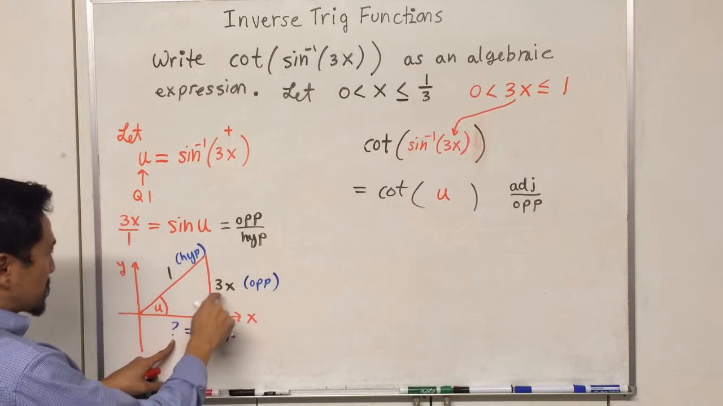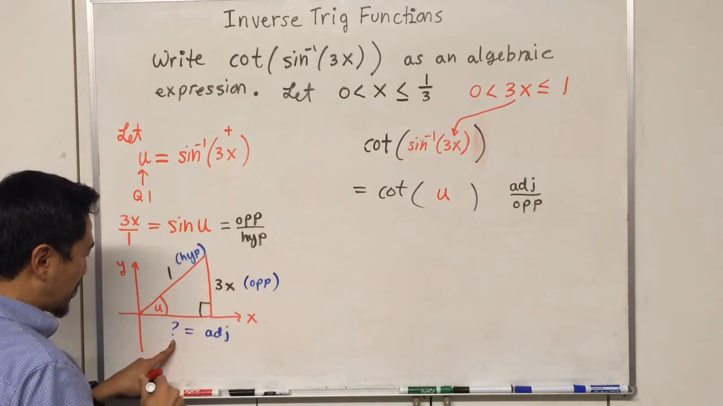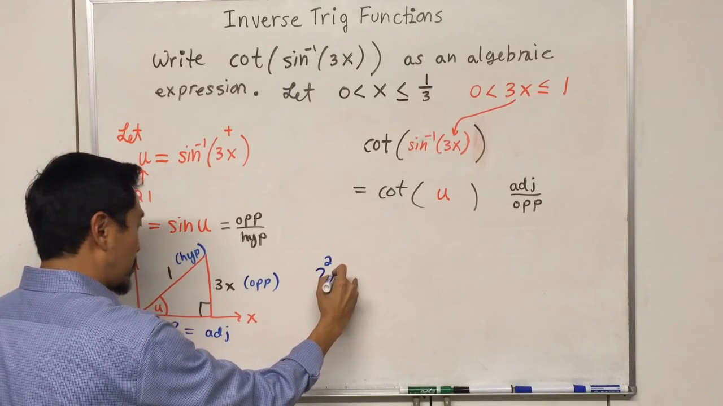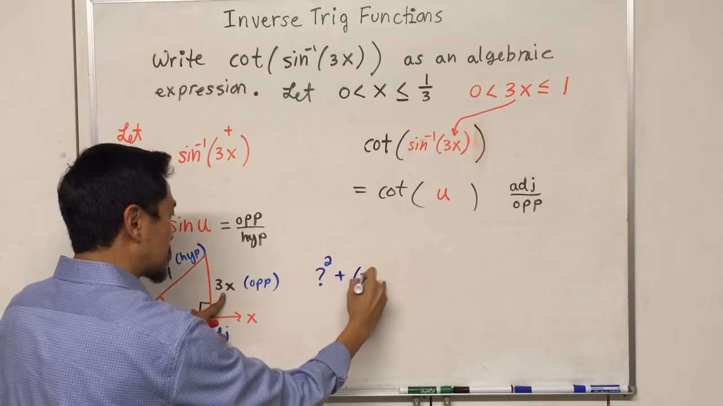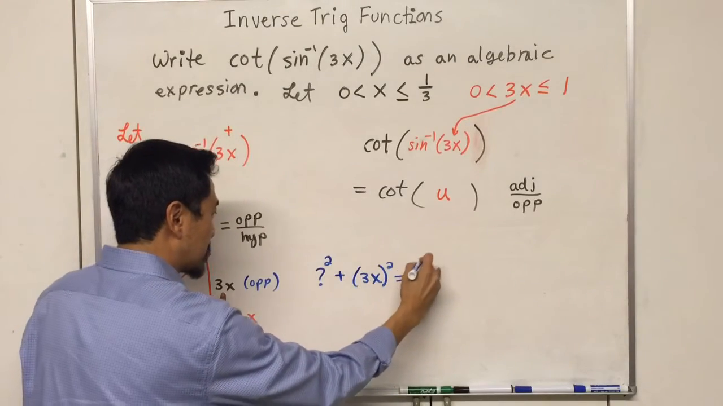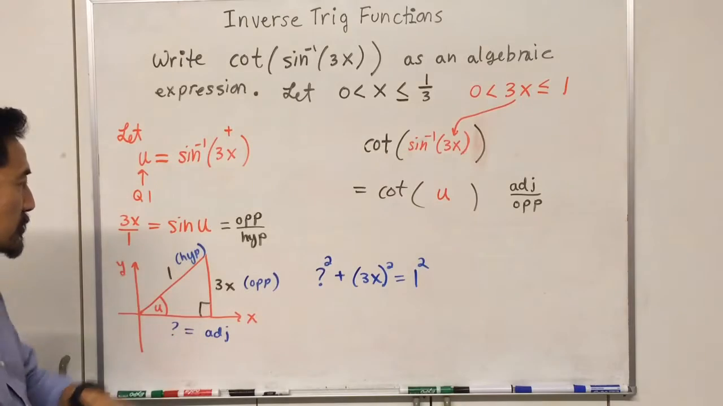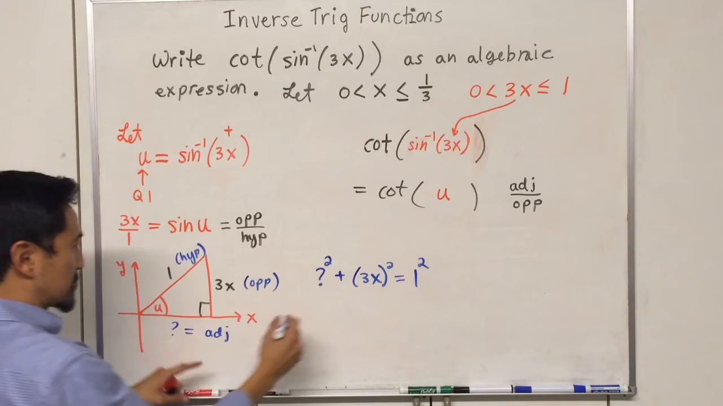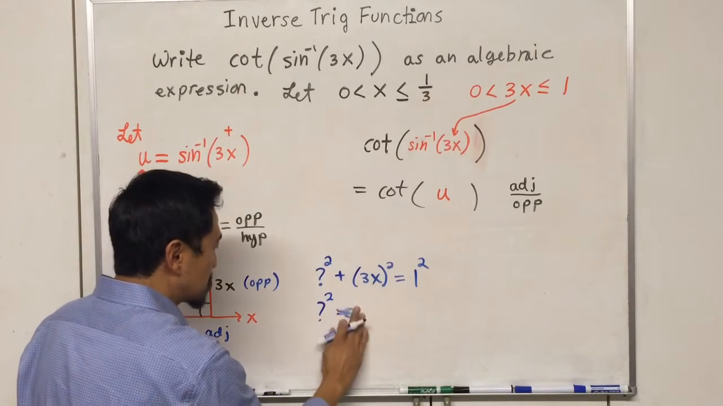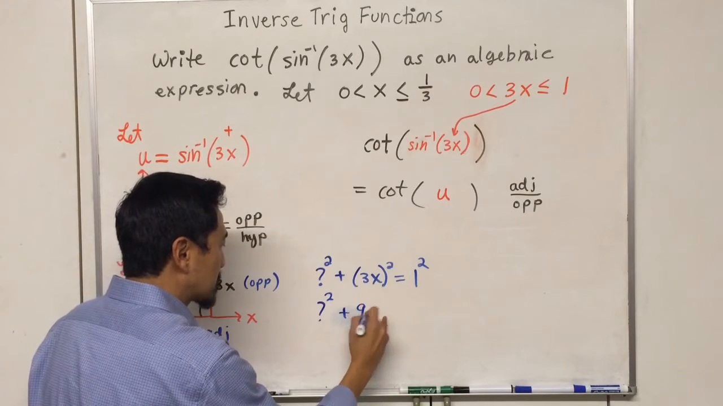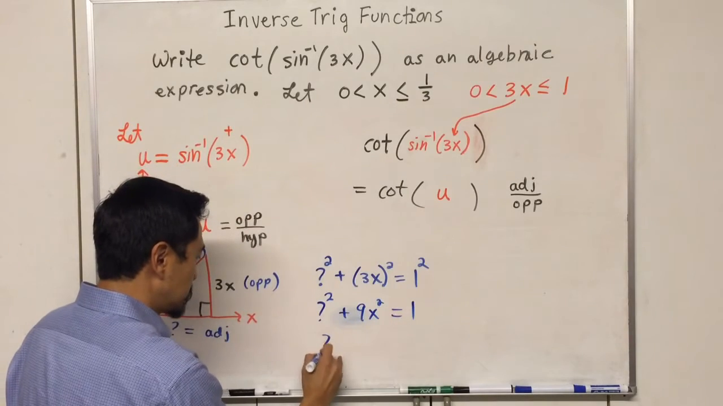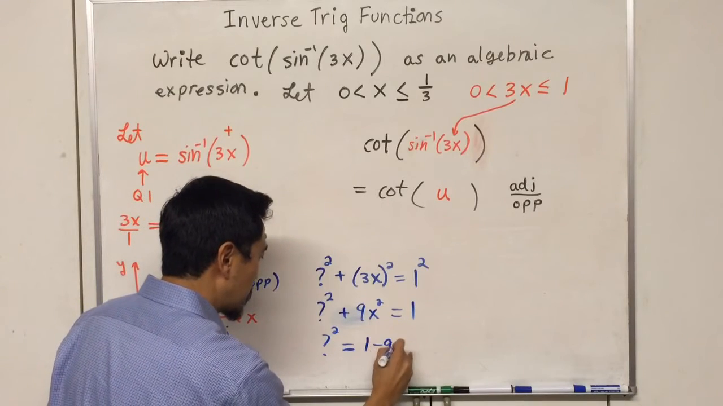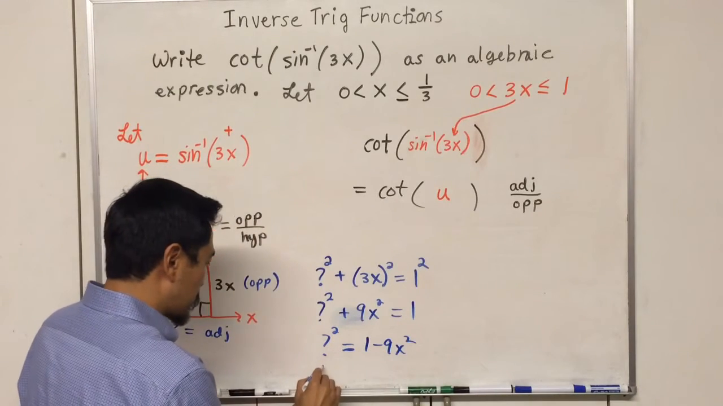I know that these three sides are related to each other by the Pythagorean theorem. Our adjacent side squared plus our opposite side squared has to add up to our hypotenuse squared. Now all we have to do is solve for the question mark, and that will give us our adjacent side. So question mark squared plus 9x squared equals 1. Subtract 9x squared from both sides, and then apply the square root.